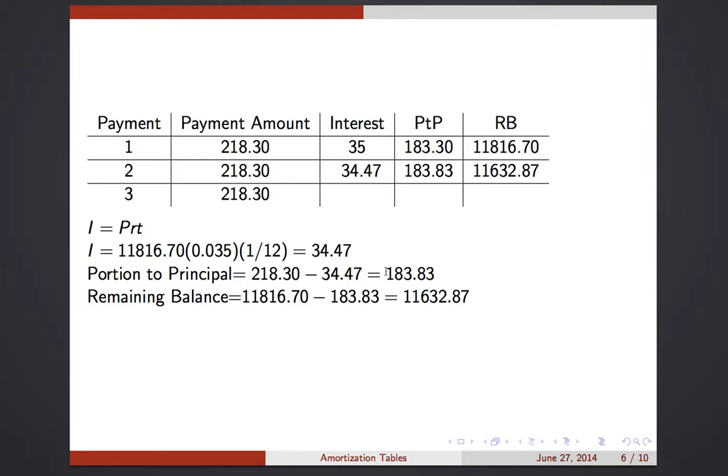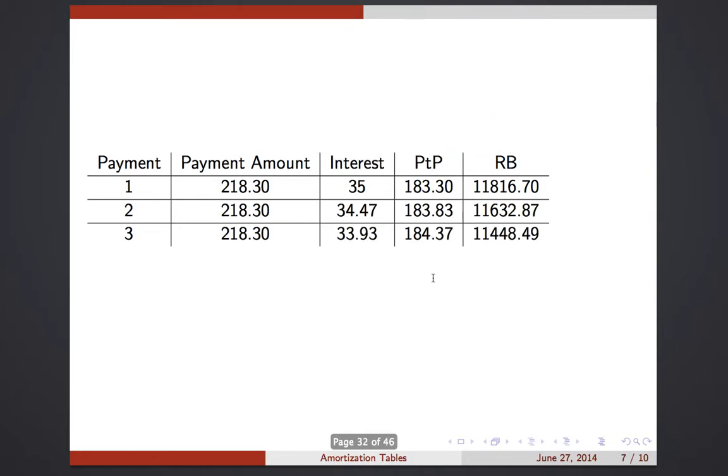Okay. So in all these calculations here, when we calculate the interest, we use the amount we currently owe when we make that second payment, right? The amount that we currently owe when we make that second payment. So you have to update your numbers as you go down through the table. And so here's just the rest of the table filled in.